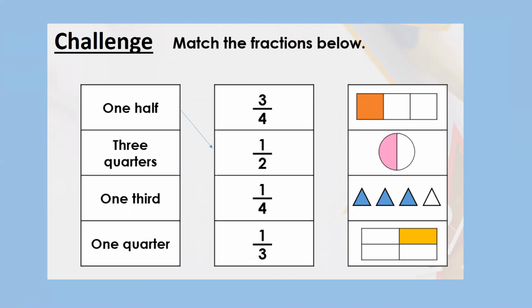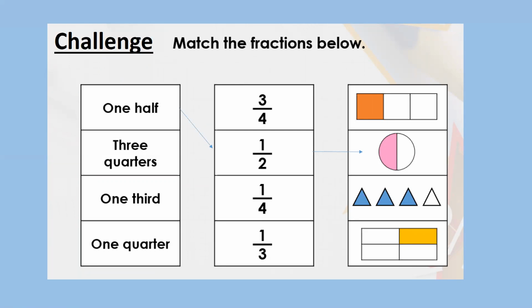So the first fraction we have is 1/2, and half I know means 2, so that means I've got 1/2, which is why it links to that fraction. So now I need to find the picture that links to it. I need to find a picture that shows only 1 out of 2 are shaded in. So hopefully you spotted that it links to my circle, because my circle's got 2 parts and only 1 part is shaded in. The next one we're looking at is 3/4.